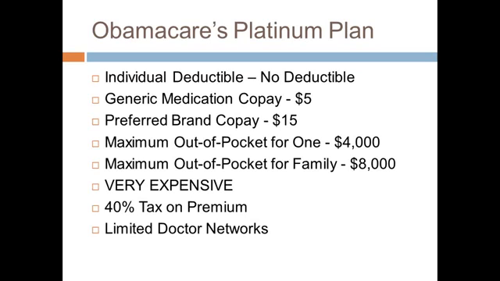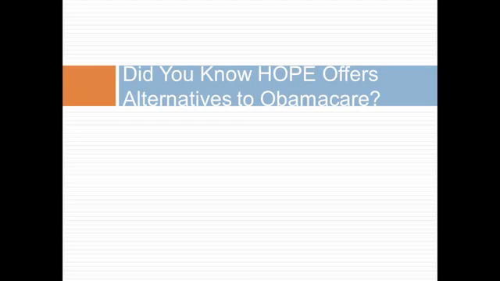Obviously, as of today, only 50,000 people have enrolled because it is very expensive, and the website's not working too well. All right, now we have some alternatives to Obamacare, and if you have your health license, you know what I'm talking about. But even if you don't, we have some things that you can make some money on.